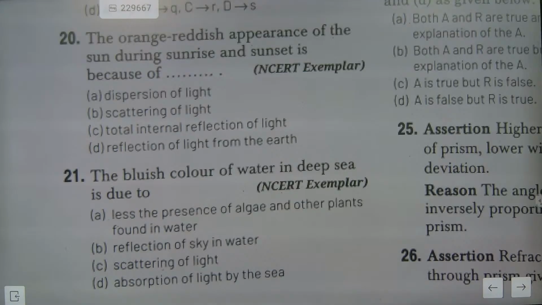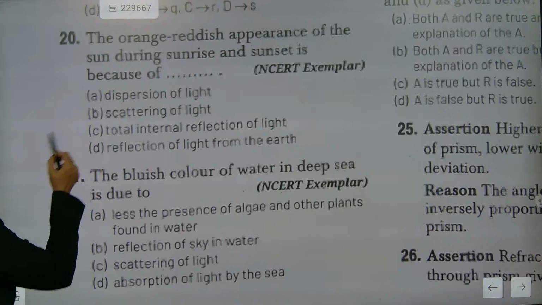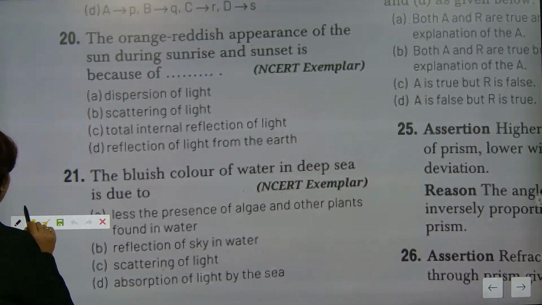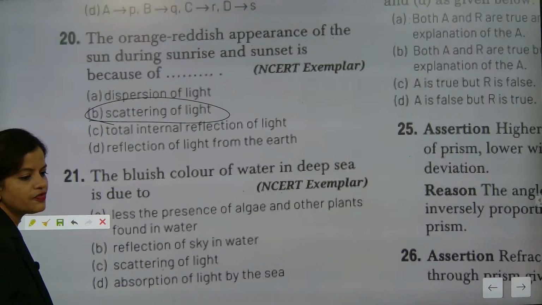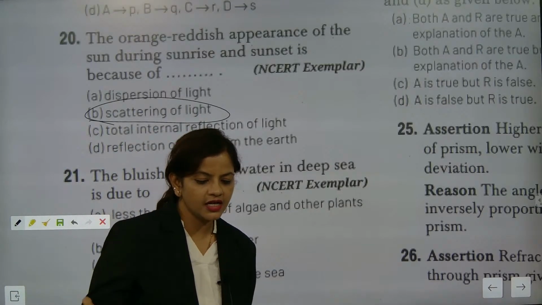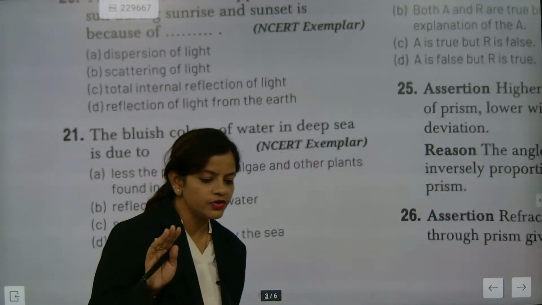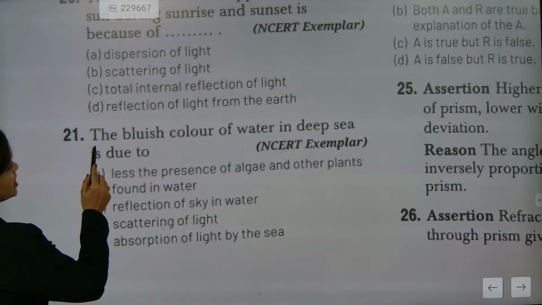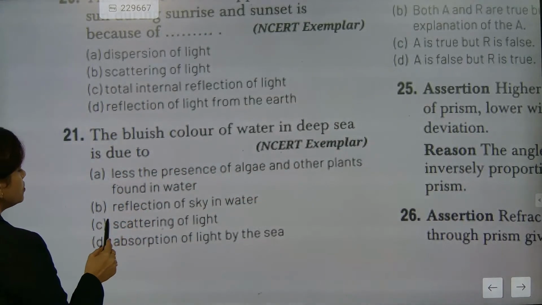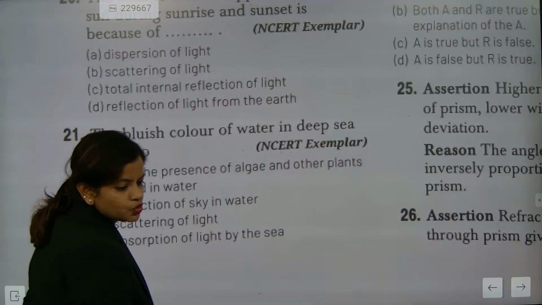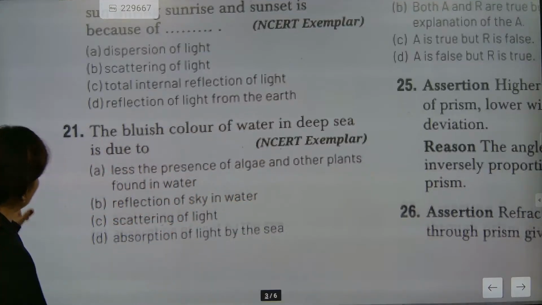Bluish color of water in deep sea, the orange reddish appearance of the sun during sunshine, is due to scattering of light, total internal reflection of light. See, all colors scattered away, only red will be left. So what is the correct answer? It is due to the scattering of light. All the colors will be scattered away, only red color will be left. Because of that only it is visible. So this is the correct answer. Absolutely. Now many started answering the 21st question. What was the 21st question? Let's check this one out. The 21st answer: the bluish color of water in deep sea is due to scattering of light. Absolutely, super, fabulous performance. What I believe people are doing is correct.